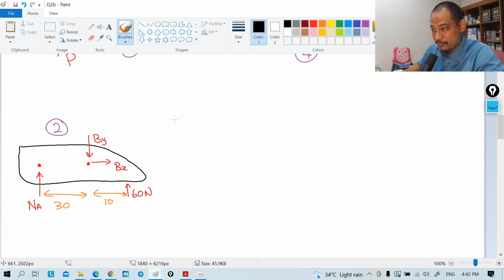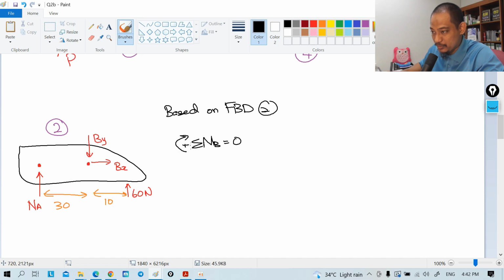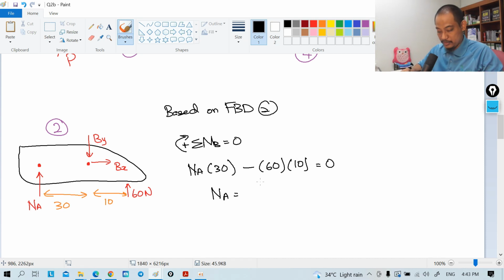Alright, so based on free body diagram 2, if I take summation of moment about point B equal to 0, let's consider clockwise as positive. So we have NA times 30 and then minus 60 times 10 equal to 0. So NA equal to, where's my calculator?